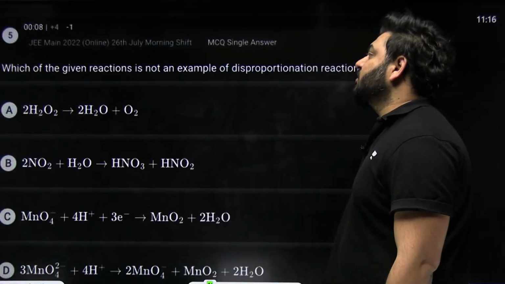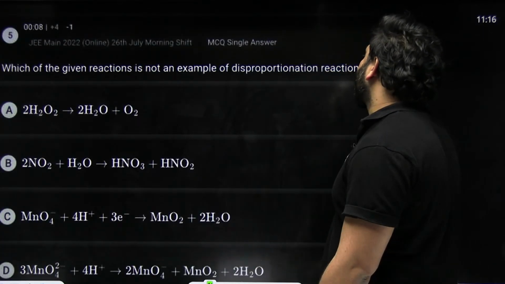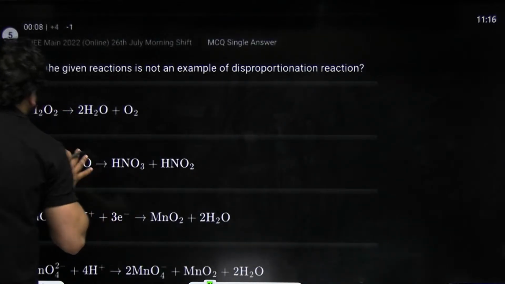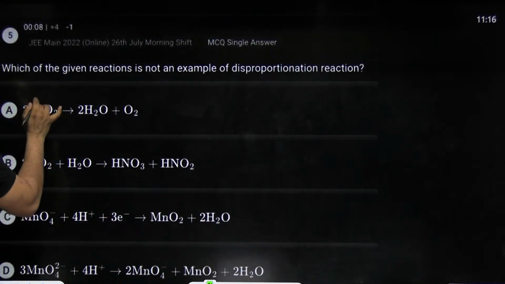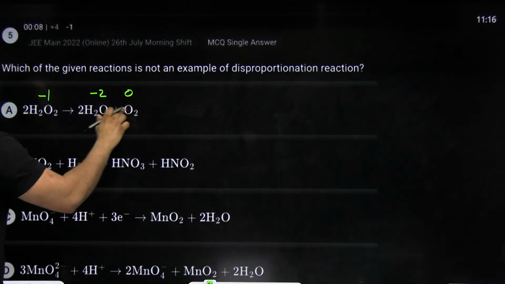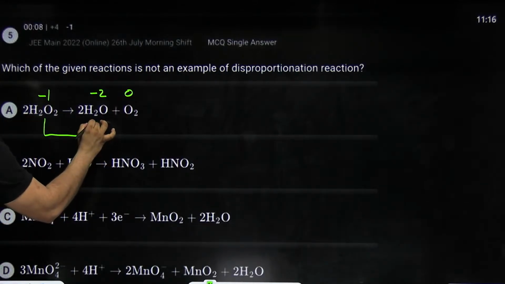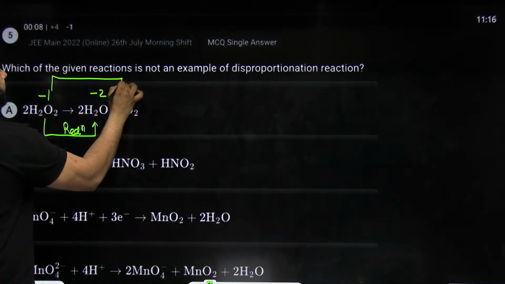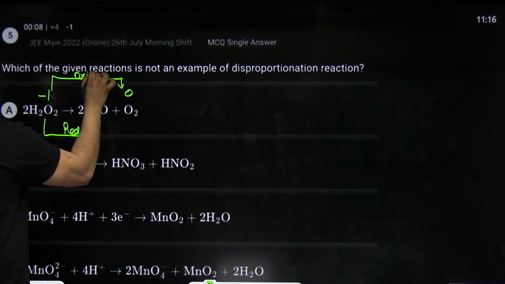Next question that comes up is: which of the following is not an example of disproportionation? So you all know what a disproportionation reaction is, in which the same element undergoes oxidation and reduction from the same species. Take an example: -1 going to -2 means reduction, and -1 going to 0 means oxidation. This process is actually reduction, and this process is actually oxidation.